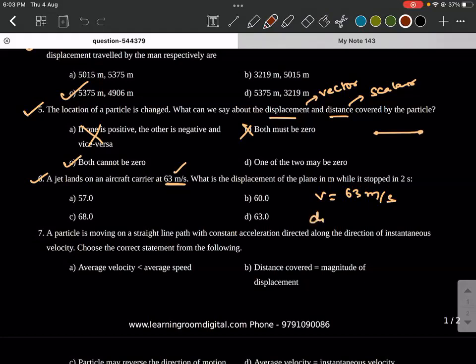Distance is equal to speed into time. 63 into 2. It should be 126, but there is 128. Okay. So I read the question wrongly. They mentioned that it stopped in 2 seconds. Does that mean it is decelerating or accelerating?